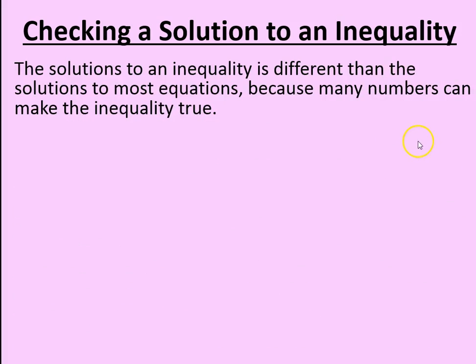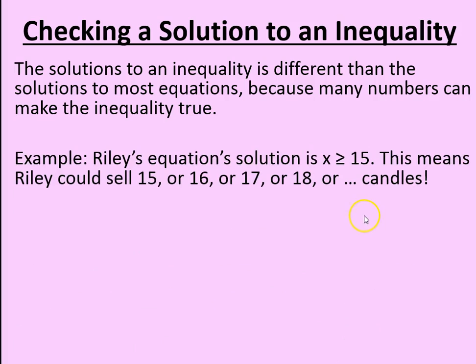So let's talk about checking a solution to an inequality, our second skill. The solution to an inequality is different than the solution to most equations because many numbers can make the inequality true. So, for example, Riley's inequality solution is x is greater than or equal to 15. This means that Riley could sell 15, or 16, or 17, or 18, and you could count for however high you want, candles. And all of these would satisfy the requirement of making $90 profit.